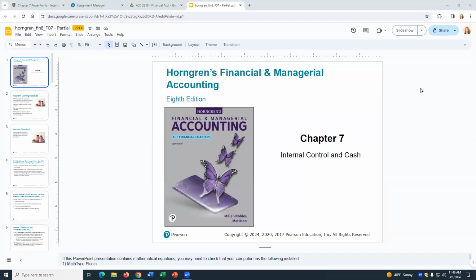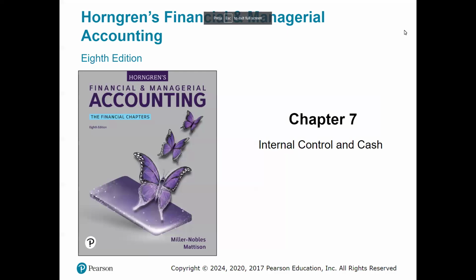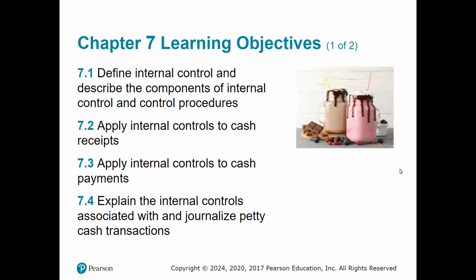In our last class session, we wrapped up chapter six. So today we are going to be doing a partial walkthrough of just a few key points from chapter seven that are relevant for general accounting knowledge. We'll cover chapter seven in more depth in managerial accounting, but I wanted to talk about this today just because knowing how to do certain cash transactions is important, and also understanding the concept of internal controls.